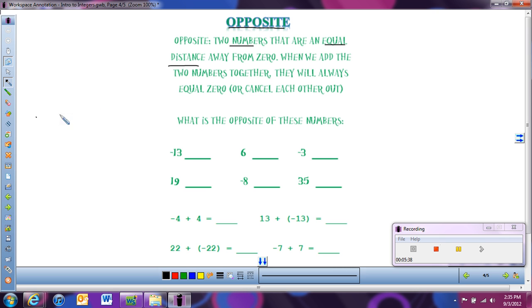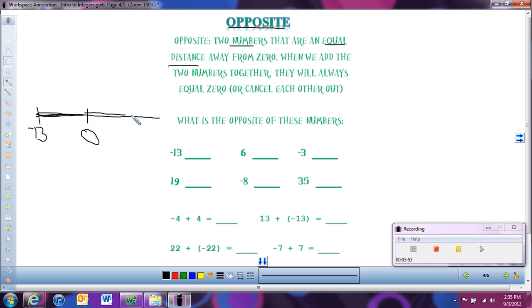So, looking at our number line again, here's 0. Here's negative 13. That's the first one we're working with. And I want to know what is the opposite of negative 13. So what other number is exactly 13 units away from 0? And obviously, if you're going to the other side of 0, we know that that would be 13. So the opposite of negative 13 is 13.